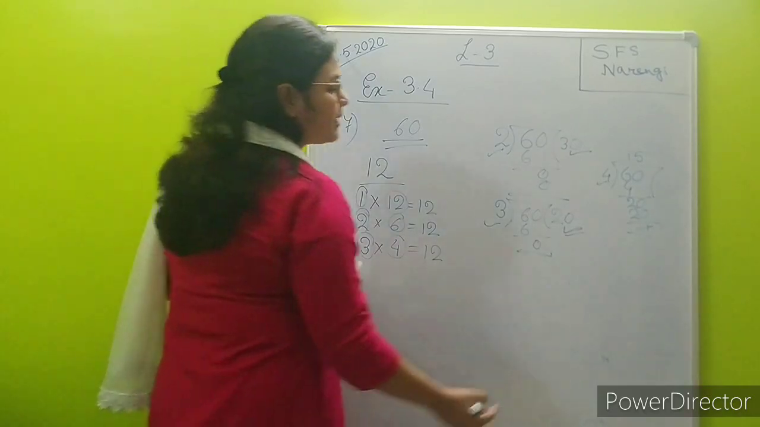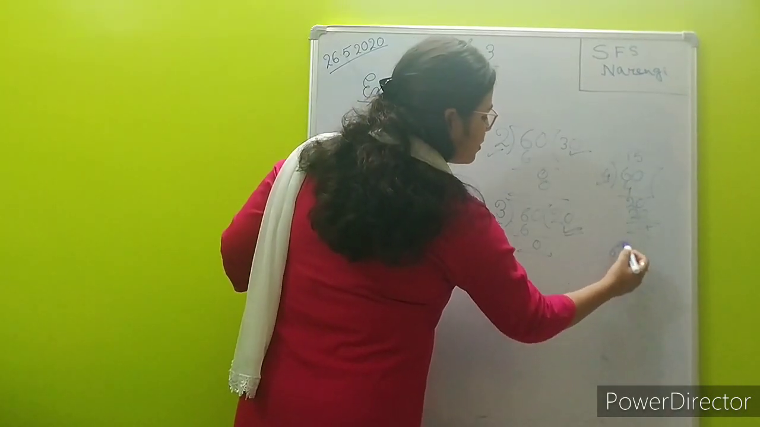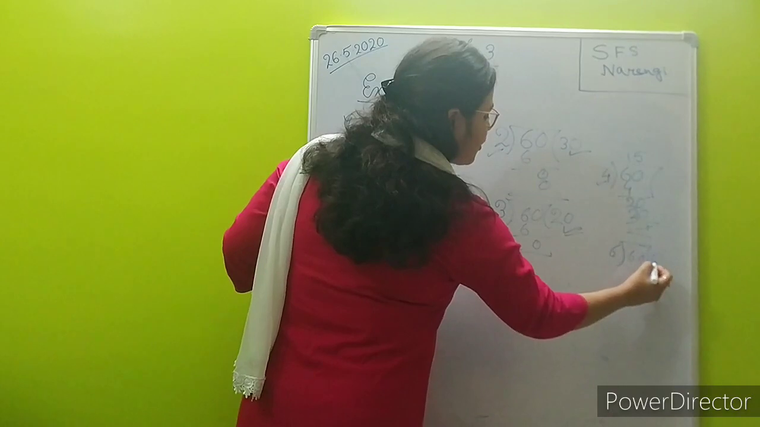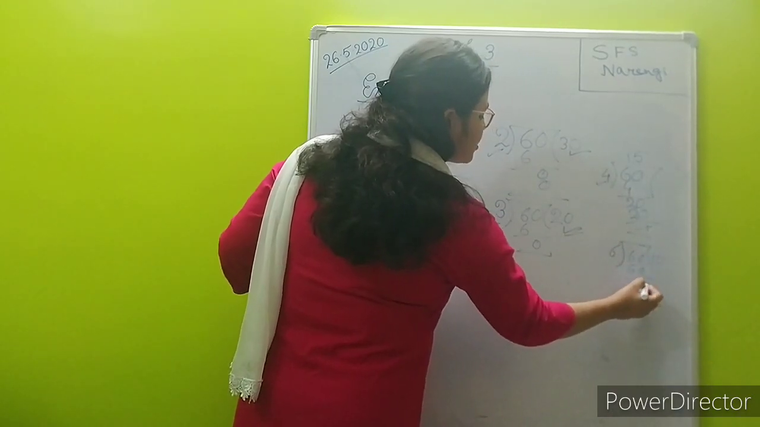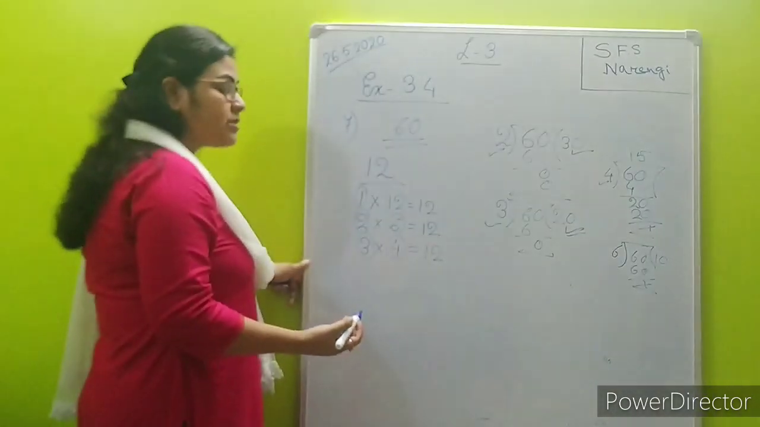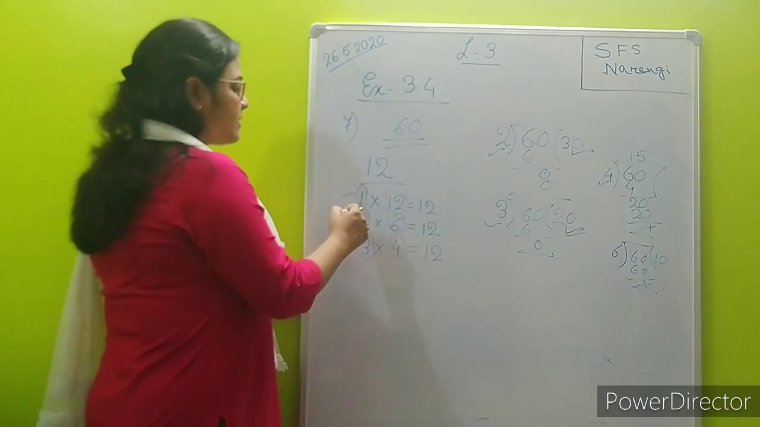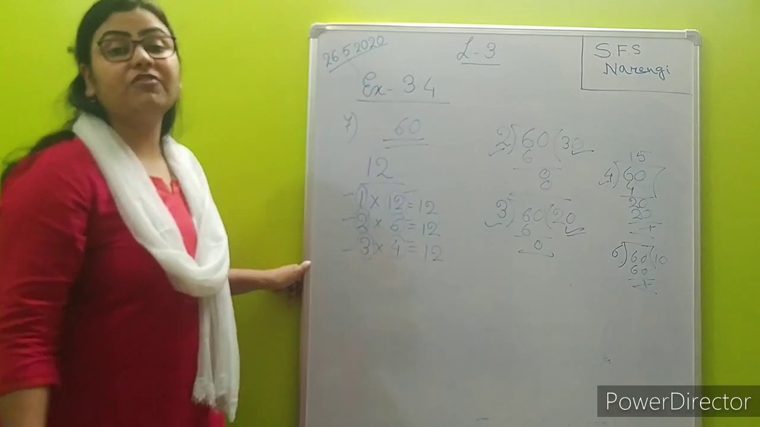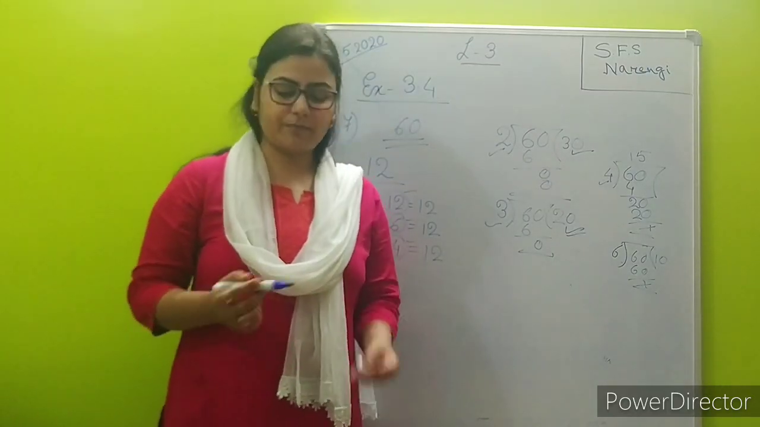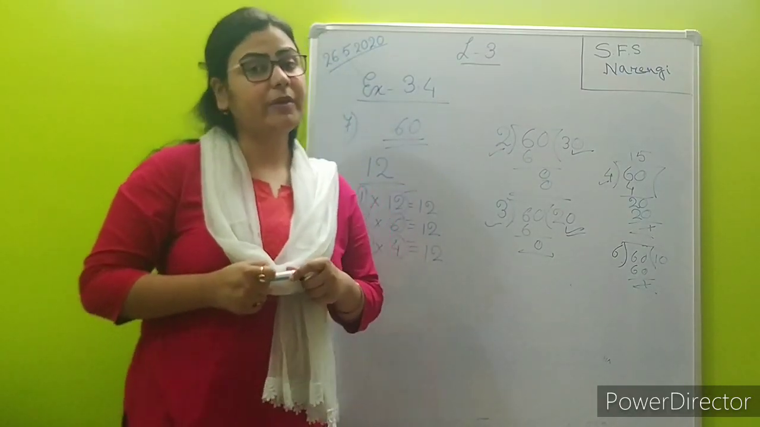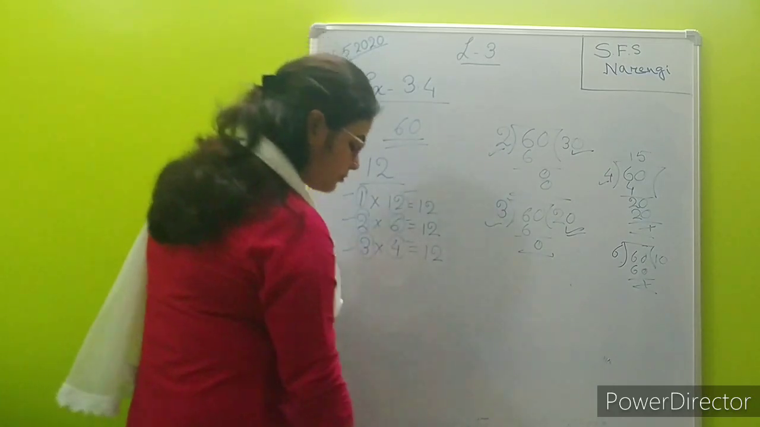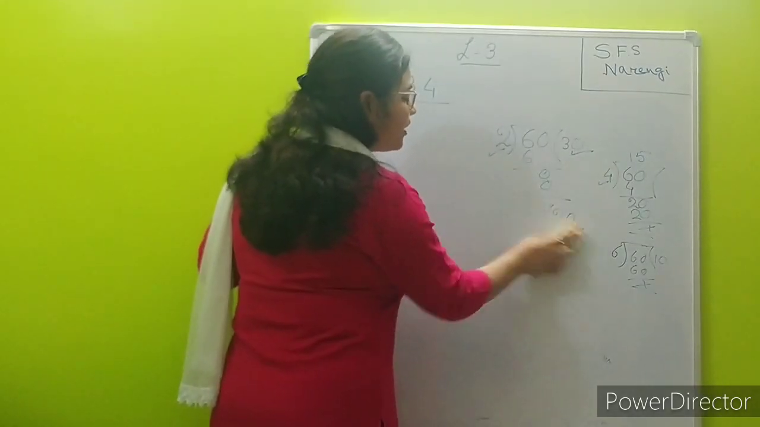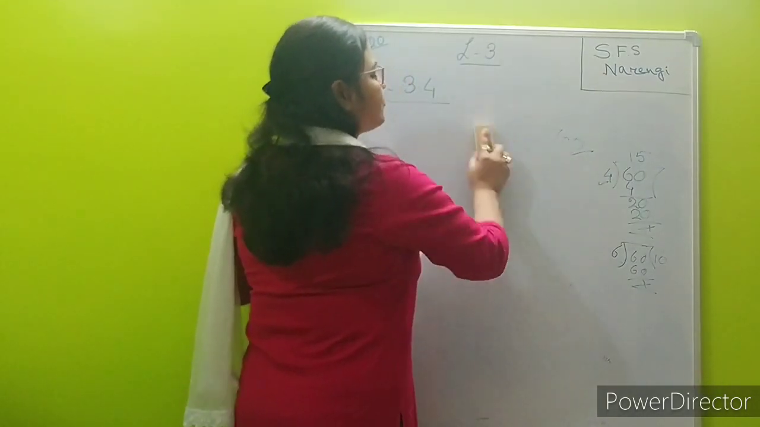Left is 6. It is quite easy. 6 10s are 60. We all know, right? 6 10s are 60. So yes, it is also divisible by 6. So the number 60 is divisible by all the factors of 12. So what will we be writing as our answer? We will write: any number which is divisible by 12 will be divisible by all its factors.